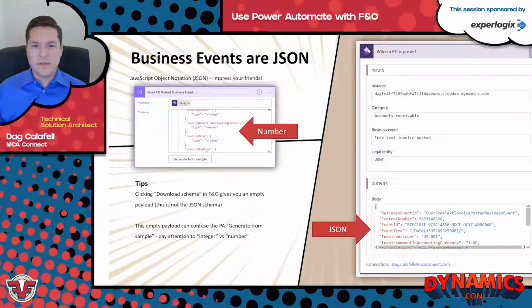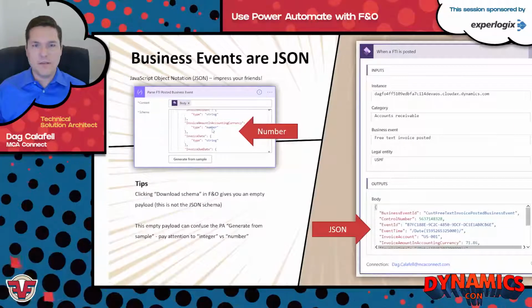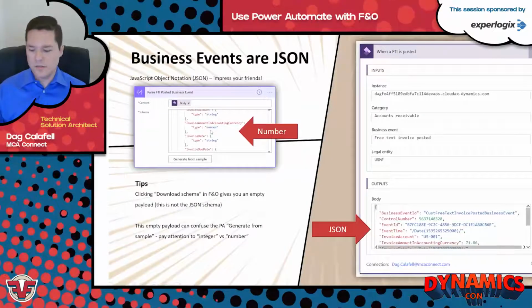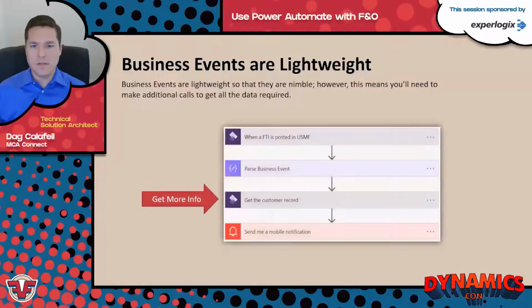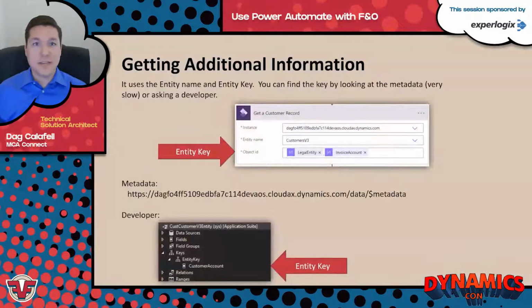I did have a couple of notes in here, wanted to include these in the slides. Remember that you need to add a cent or modify the schema from integer to number. That's pro tip number 1. Pro tip number 2 is that because business events are lightweight, you may have to have an additional step here to get more information. So in this case, I wanted to get more information about the customer, perhaps which salesman is assigned to this customer.